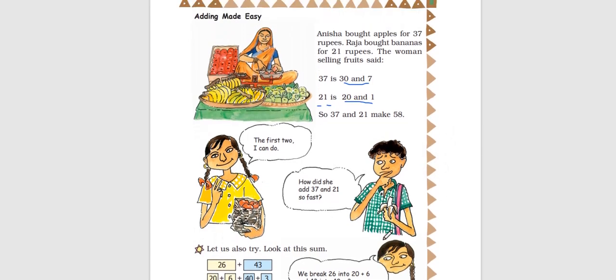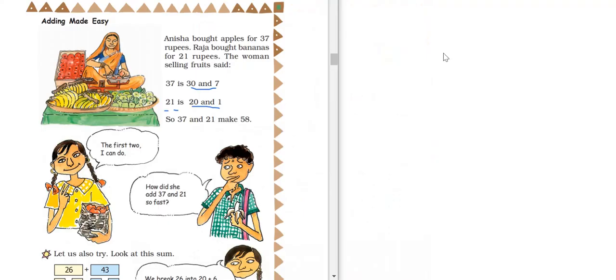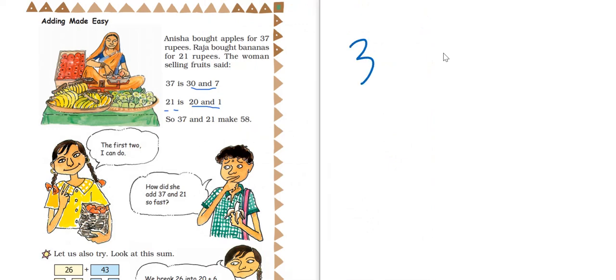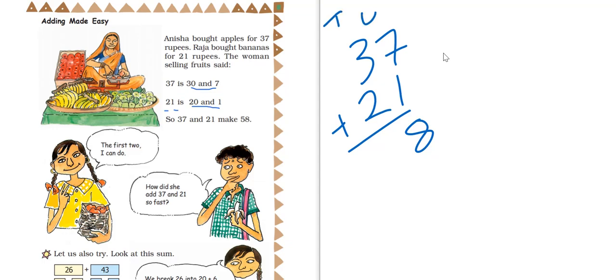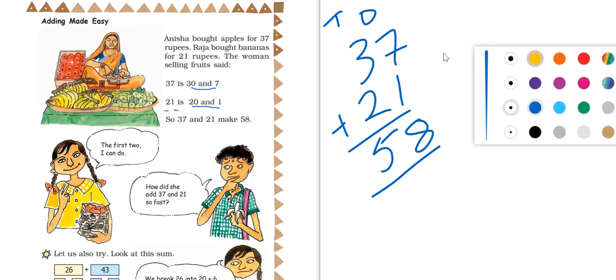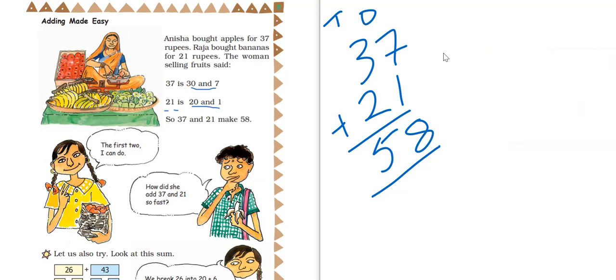The total amount of money that is spent on the bananas and apples is 37 plus 21. Let's see how we solve that. 37 and 21. So we can solve like this. 7 plus 1 is 8. And in the tens place, we have 3 and 2, which is 5. 3 plus 2 is 5. So you get 58. We can also solve the same in a different way.